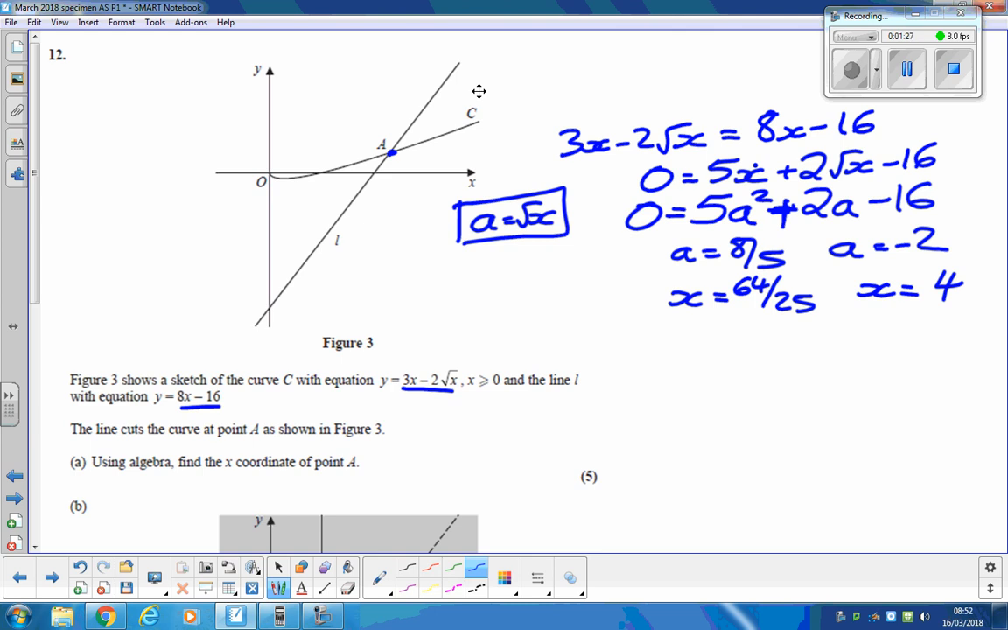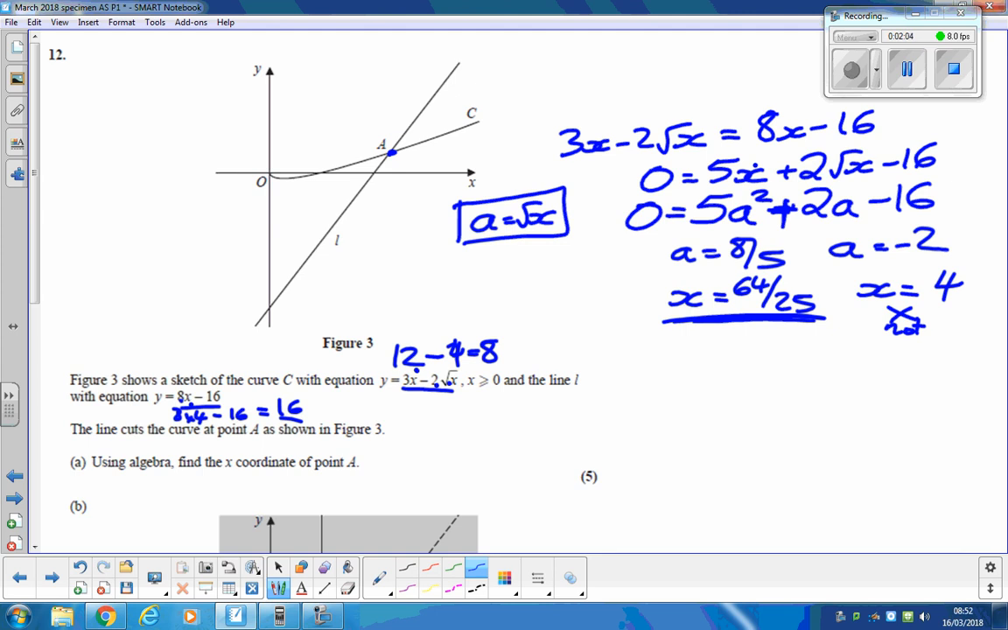What I would do now is actually check this works. If I stick a 4 in here, I get 12 take away 2 lots of root x, that's 12 take away 4, that makes 8. And if you put a 4 in there, 8 times 4 is 32, take away 16. My point is it doesn't work. That one there does not actually work. This is the only answer. And we figured that by throwing it back in and working it out.